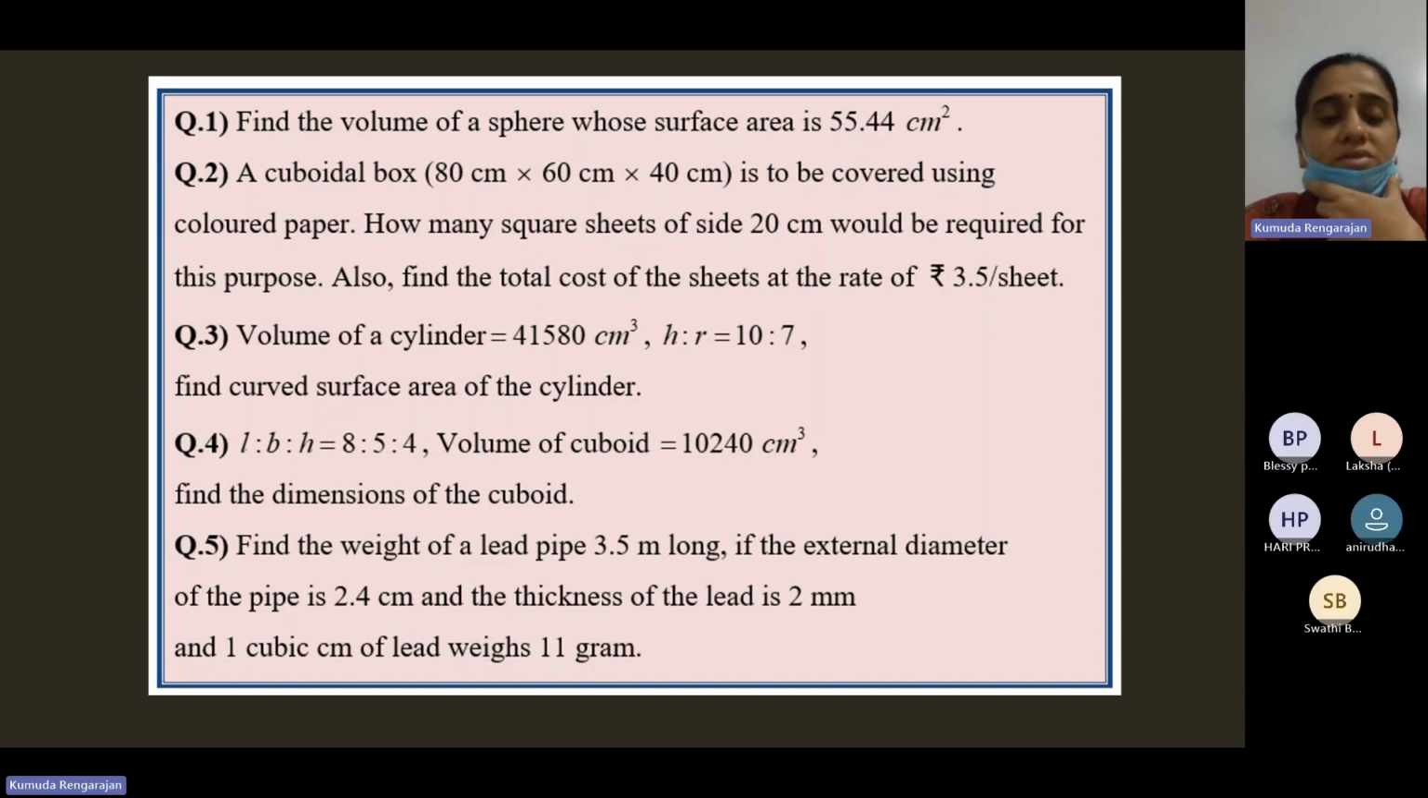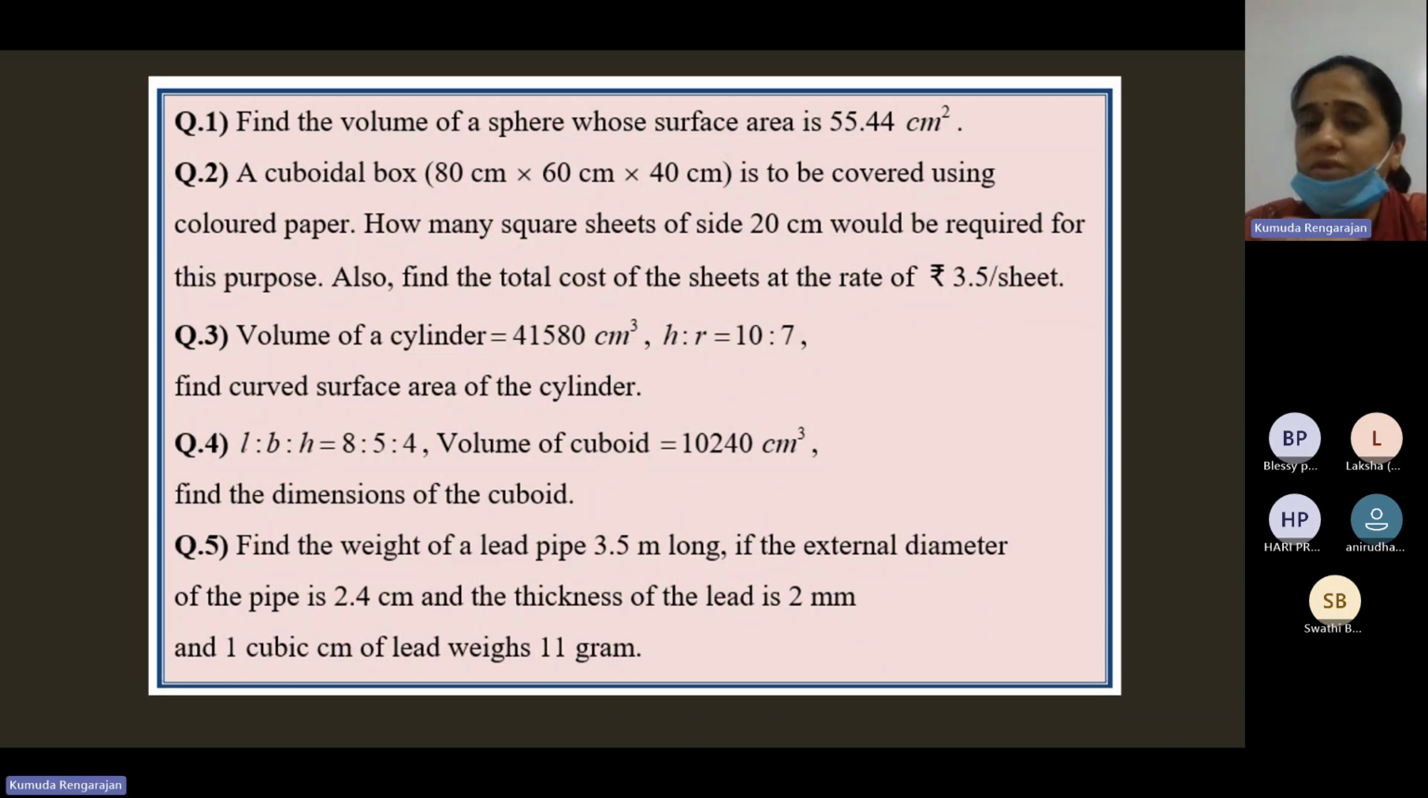So second question, a cuboidal box is to be covered using colored paper. How many square sheets of side 20 centimeters would be required for this purpose? Also find the total cost of the sheets at the rate of rupees 3.5 per sheet.